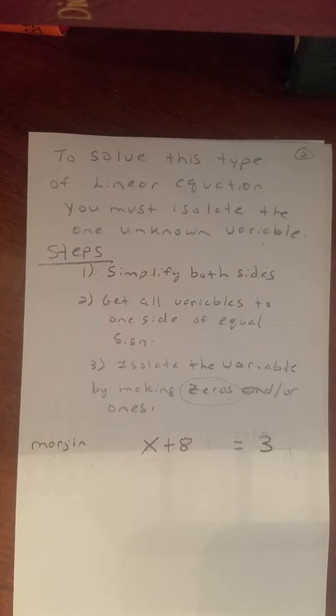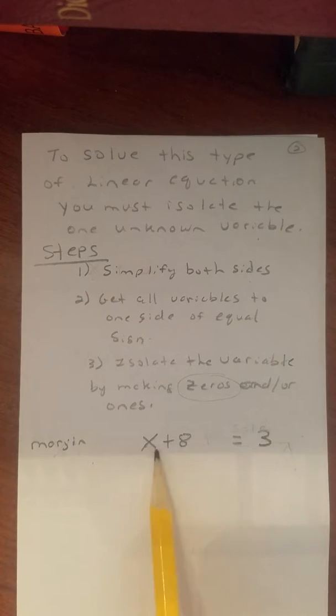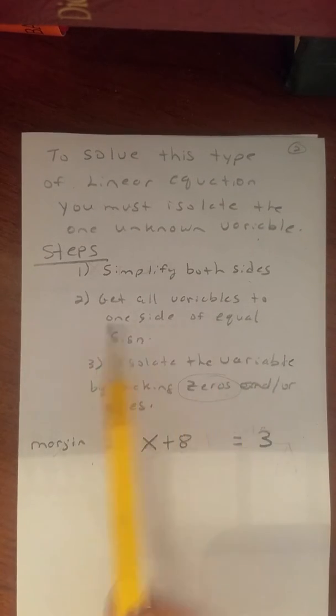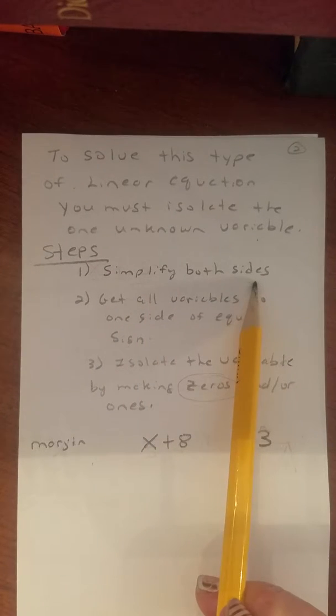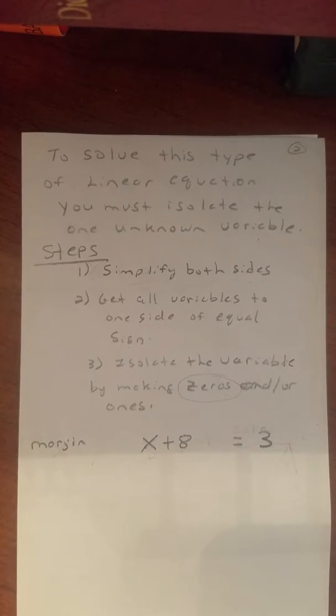So let's look at this example. The first thing I'm going to do is, can I add x to 8? No, they're not like terms. I can't. And is there anything to do over here on this side? No. So there isn't anything to simplify. Okay, is there more than one x? No, there's only one x, and it's already on one side of the equal sign.